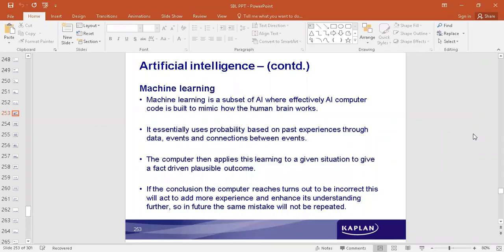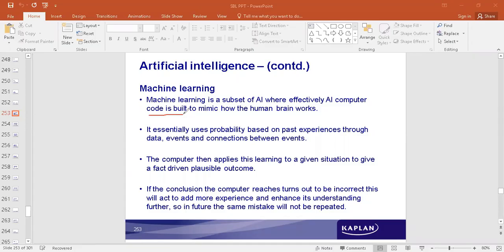What is machine learning? Machine learning is a subset of artificial intelligence where effectively AI computer code is built to mimic how the human brain works. Now the algorithm or the code is built into the machine. Because of that, the machine will be able to think like a human, able to mimic or imitate the human brain. So the way humans respond and react, the machine is now also able to do that.